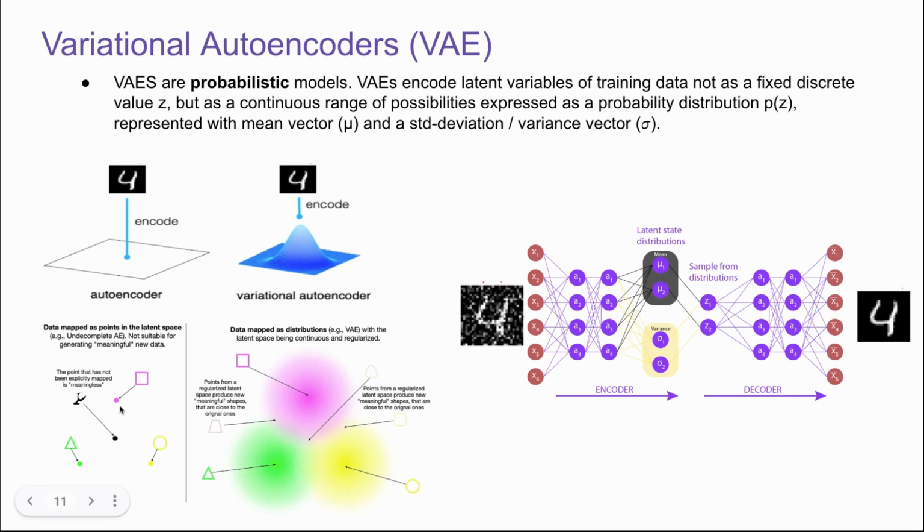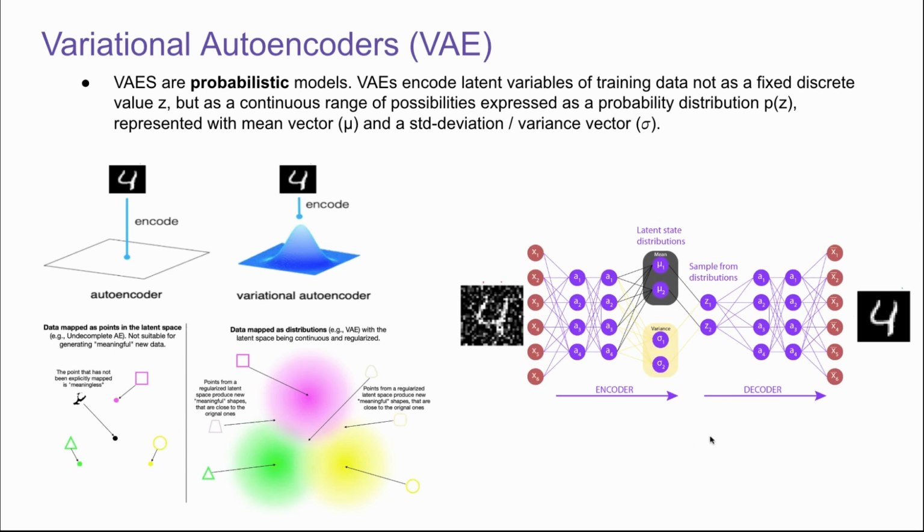So in the autoencoder, if the random point is not explicitly mapped before, it kind of is meaningless, especially if there's no good way to determine its closest point. For example, in this case, we don't know which explicit mapped point to pick for this meaningless point. However, in VAEs, since everything is distribution and the space is continuous, no matter where we pick, we can sample and produce new meaningful data based on the distribution.